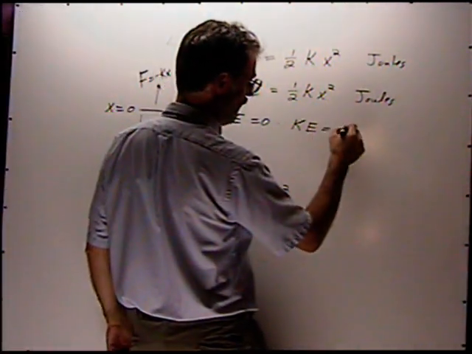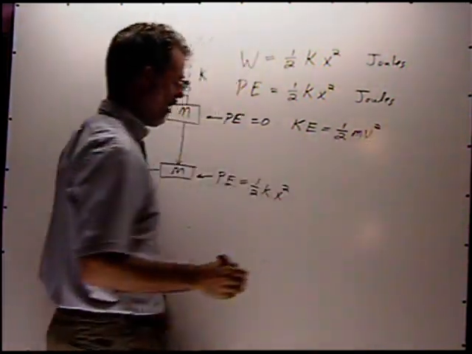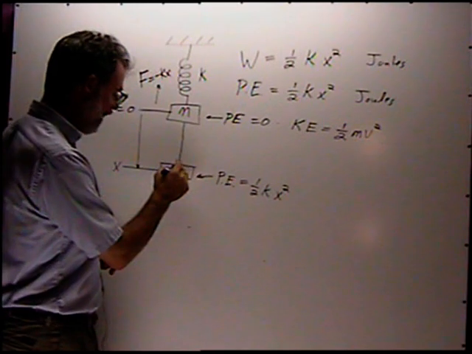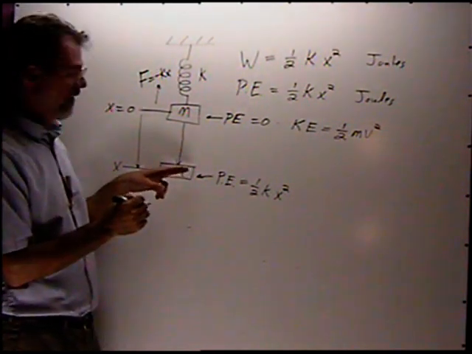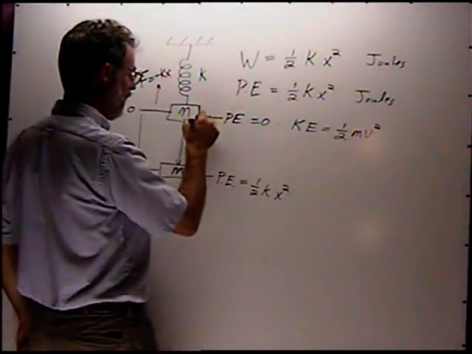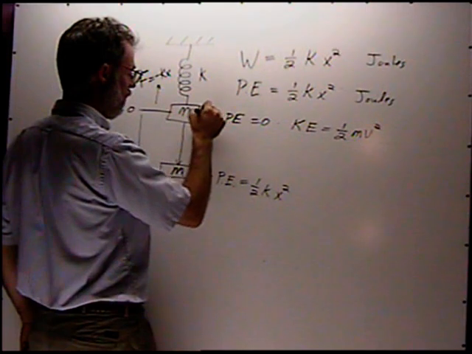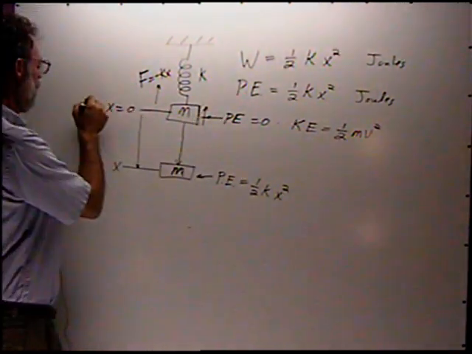What's the formula for kinetic energy? 1/2 mv squared, where m is the mass that we have on the end of the spring, and v would be the velocity that the mass is traveling at right at the point where it goes through the equilibrium position.